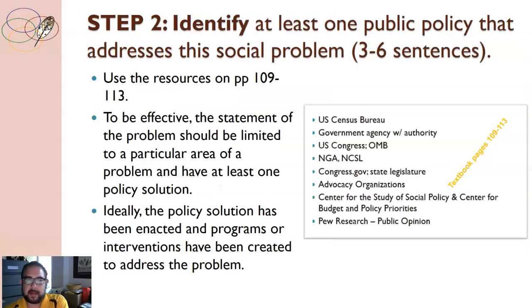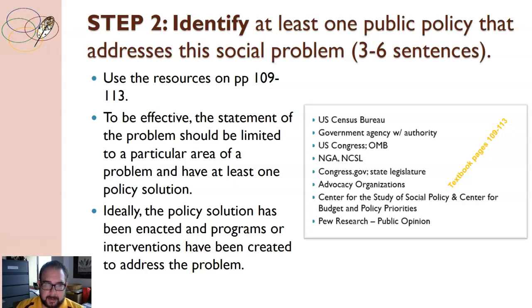Step 2, identify at least one public policy that addresses this social problem. Again, there has to be a policy that's already addressing it. So look on the resources on pages 109 through 113. They're listed to the right on this page here. Some of those sources are where you can find policies on that particular problem. So you need to limit it to a particular area of a problem and have at least one policy solution.